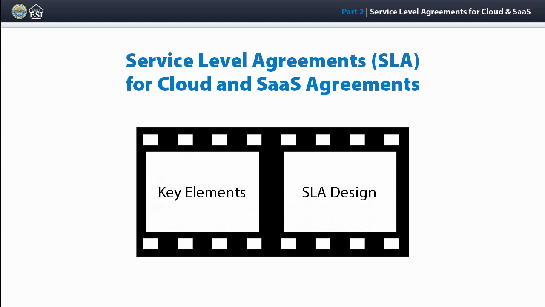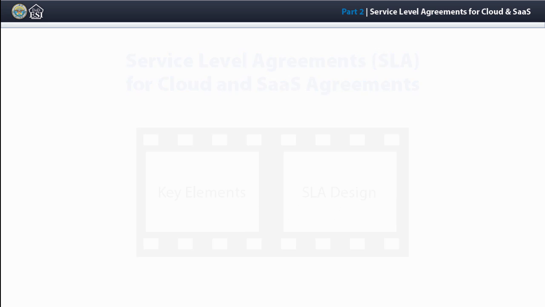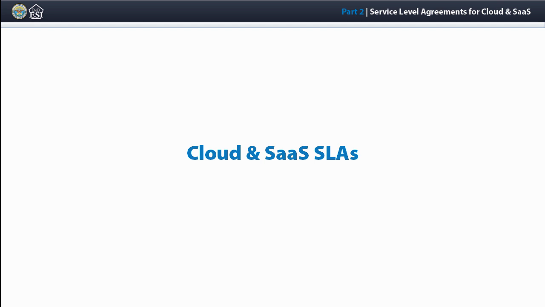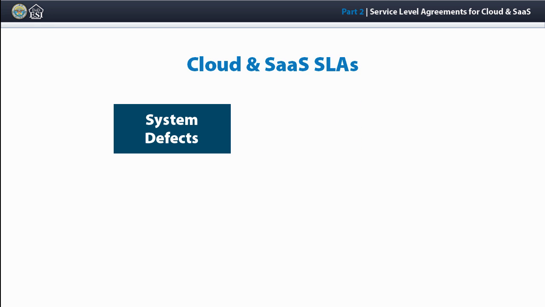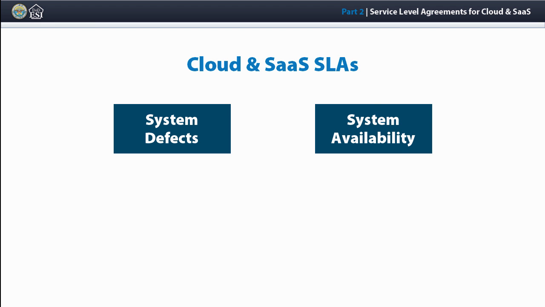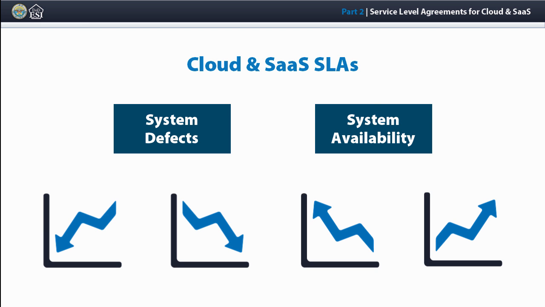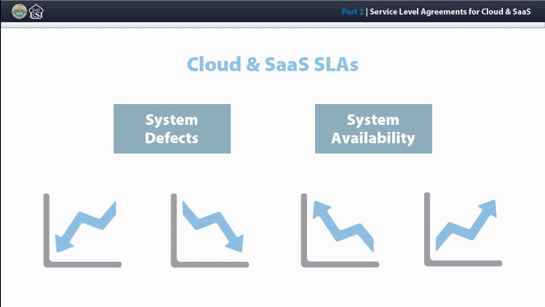This is the second of two tutorials that provide guidance on designing and drafting service-level agreements for cloud and SaaS agreements. There are two basic types of SLAs that are especially useful in cloud and SaaS agreements: SLAs for managing system defects and SLAs for managing system availability, also known as system uptime or system performance. We will examine each of these in more detail.